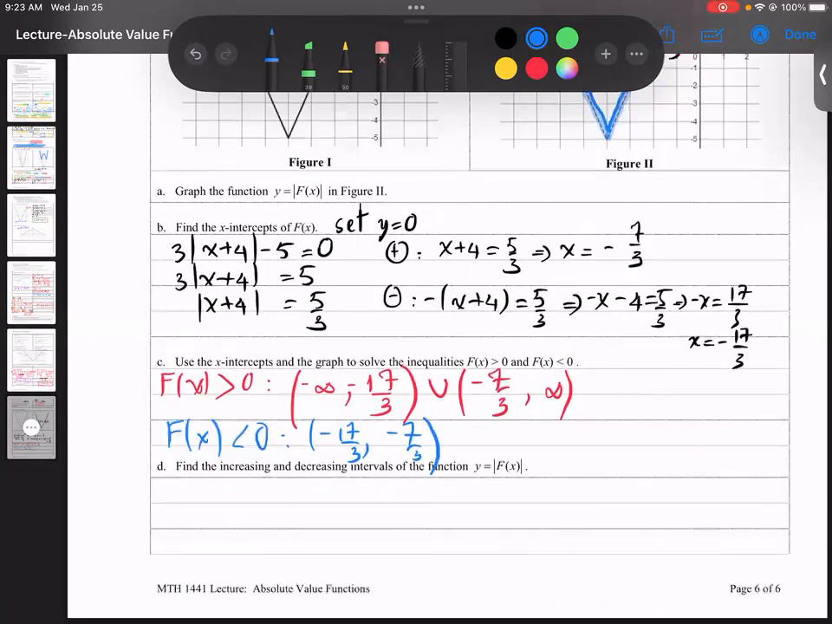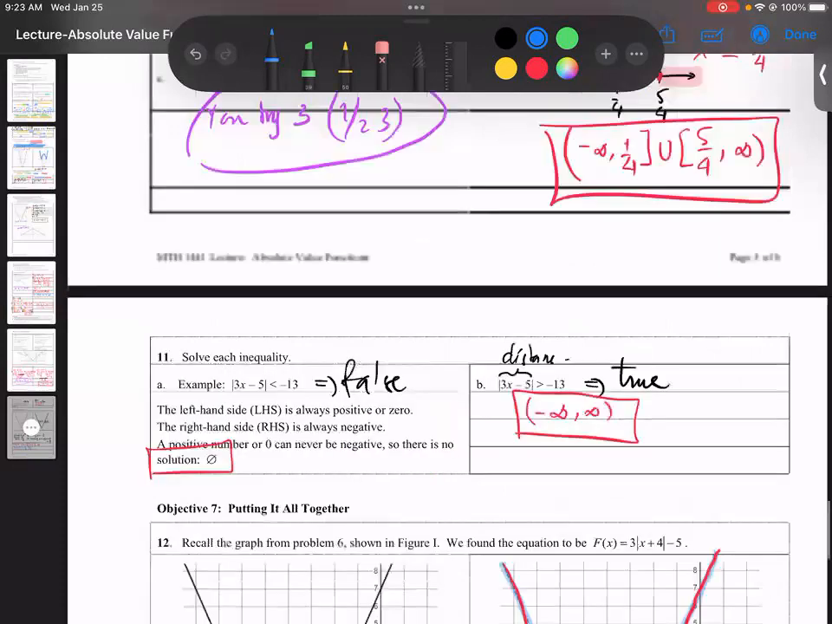Part D. Find the decreasing interval of the function y equals the absolute value of f of x. Now it's no longer f of x. I just want the positive part only. Do you guys remember how to graph the absolute value of any arbitrary function? Well, step number 1, let me go back up here. I think I wrote it down here. Right here.